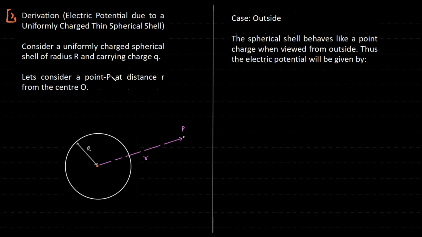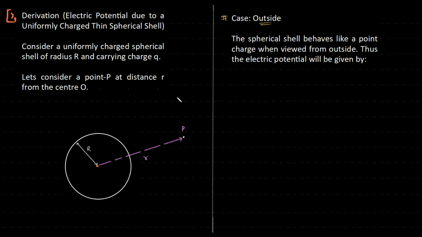Now, we have three possibilities: one, outside the sphere; two, on the sphere; and three, inside the sphere. Let's have a look at how the potential varies in these three places. So the first place is outside.